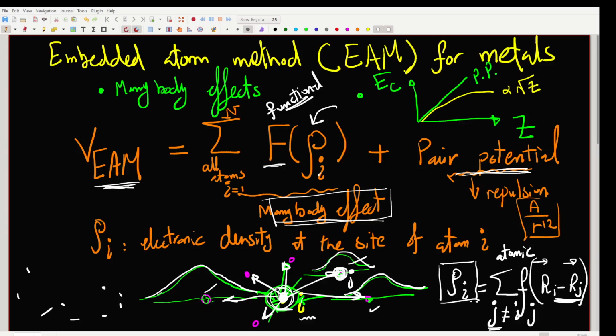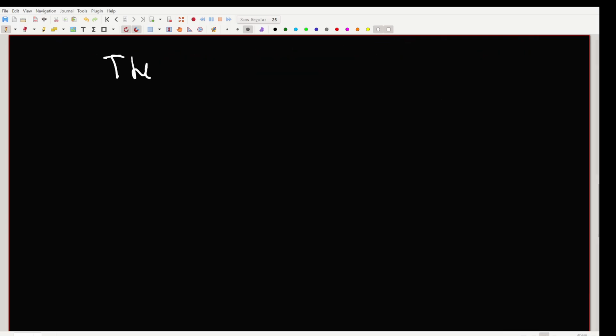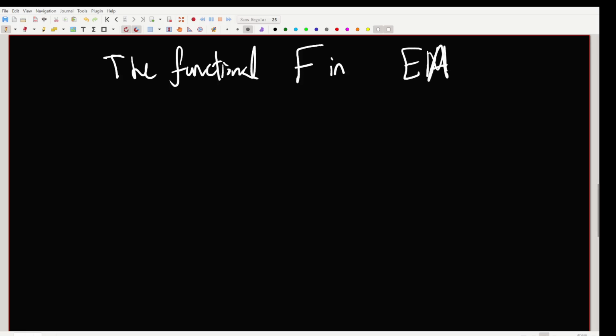Okay, now one last thing about this functional F. I have to say that there are many ways to write F, so let me do this in another page. The functional F in the embedded atom method, there are some analytical formulas for that. We will not reproduce them here in this video. We can refer the interested person to the literature. In fact, we will discuss some of this literature in the exercises that we will take later.